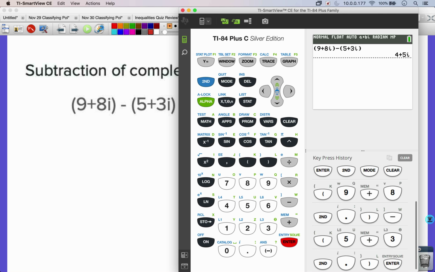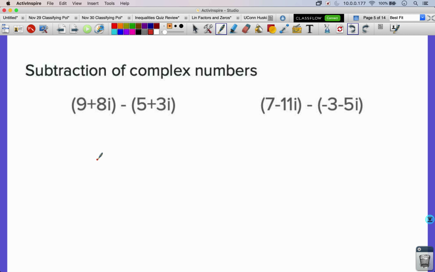And we get 4 plus 5i. And that should make sense because if we were combining like terms, 9 minus 5 would be a 4. 8i minus 3i would be a plus 5i. All right, and we'll skip this one. You can try on your own right now if you want. Actually, here, I'll make that one an embedded question for you.